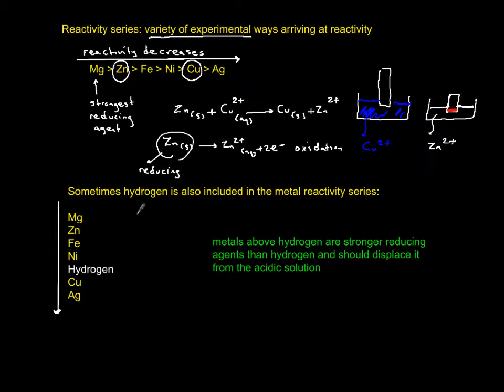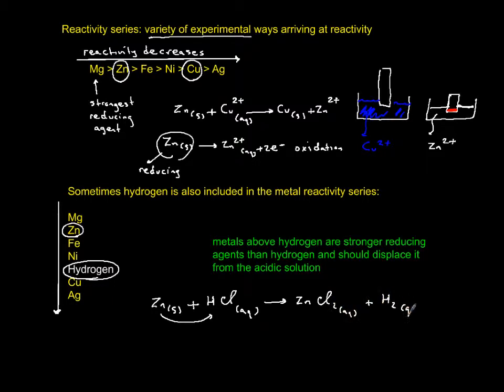Many times we also include hydrogen in our chart. Although it's a non-metal, we'll see some metals can displace hydrogen out, and then hydrogen on the other hand can displace other metals out. So let's look at what happens between zinc and hydrogen in a solution. When you take zinc solid and put it in hydrochloric acid, HCl, there should be a reaction because zinc is a stronger reducing agent. So zinc will displace hydrogen out, will give you zinc chloride, aqueous, and hydrogen comes out as gaseous bubbles, H2.